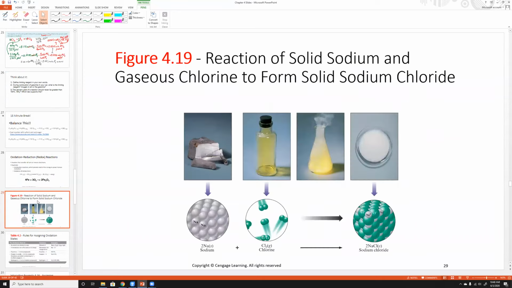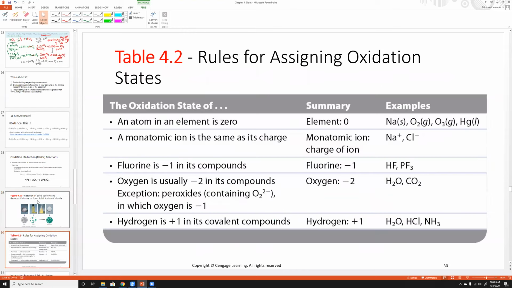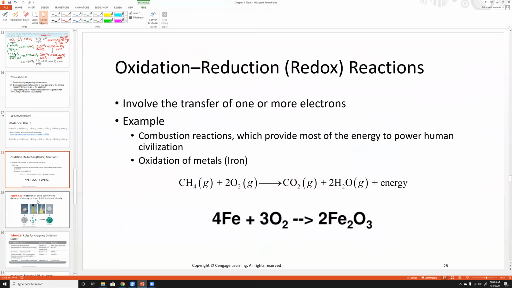So here's an example where you have sodium solid and chlorine gas, and they go together to make sodium chloride. That's a redox reaction because electrons are being transferred from the sodium to the chlorine, making both of them charged and giving them that sodium chloride ionic structure like we talked about.